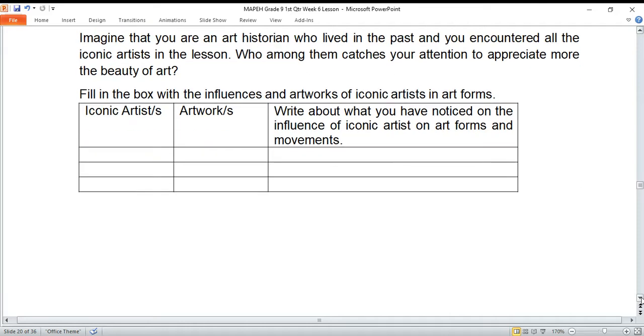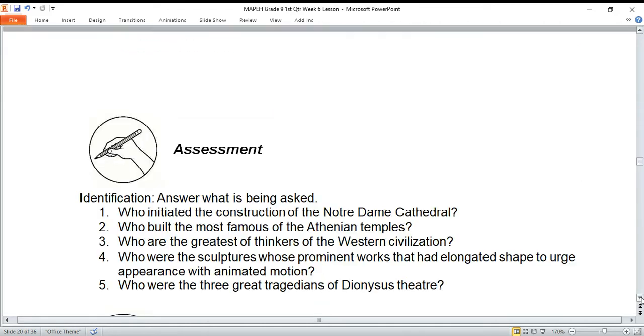For our assessment, answer what is being asked. Number one, who initiated the construction of the Notre Dame Cathedral? Number two, who built the most famous of the Athenian temples? Number three, who are the greatest thinkers of Western civilization? Number four, who were the sculptors whose prominent works had elongated shapes to give the appearance of animated motion? And number five, who were the three great tragedians of the Theater of Dionysus? Pause the video and answer these in your notebook.